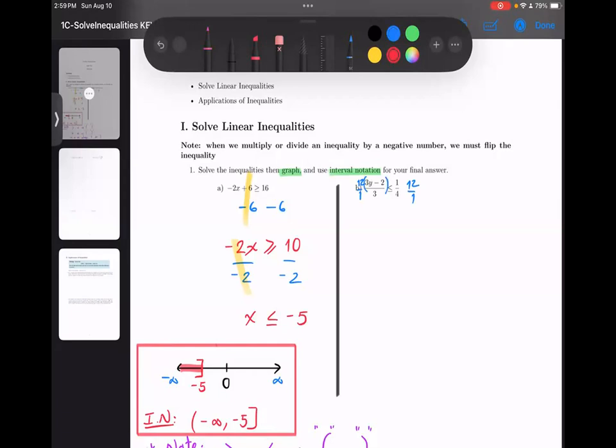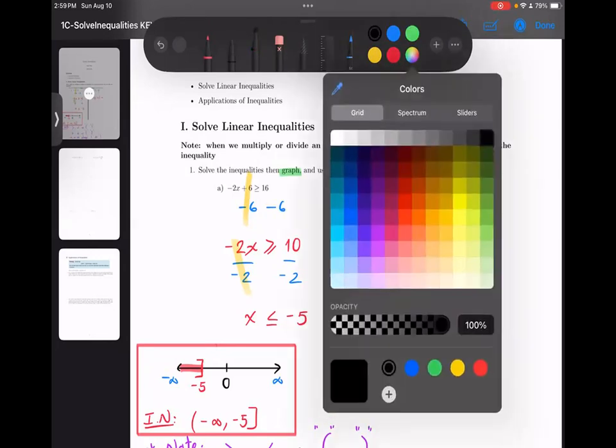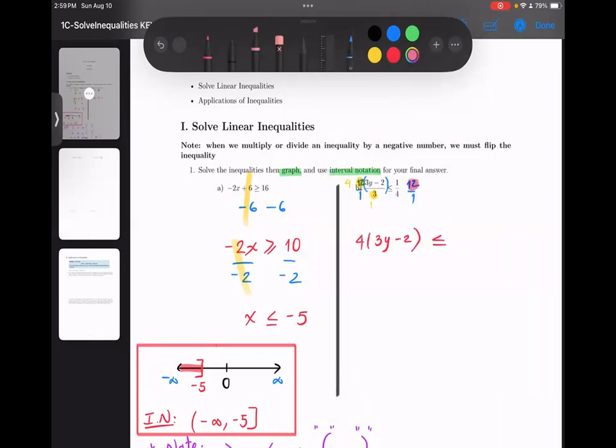On the left side, the 12 and the 3, well, 3 goes into 12 4 times. So what remains is 4 here and 1 here. Well, 1, we don't write 1. So just 4 times (3y minus 2). And on the right side, well, 12, I'm running out of color here. Maybe the light pink. 4 goes into 12 3 times.